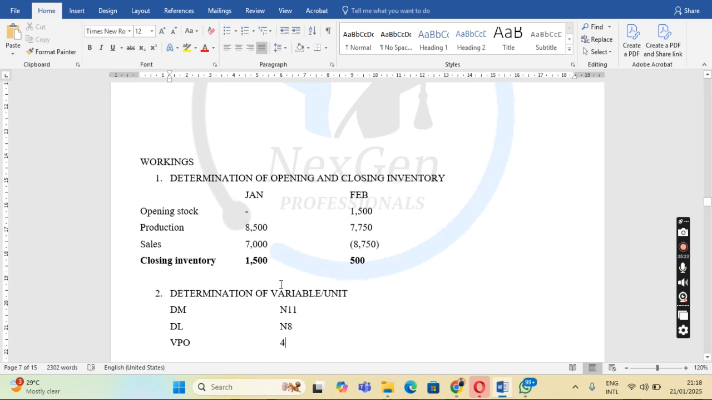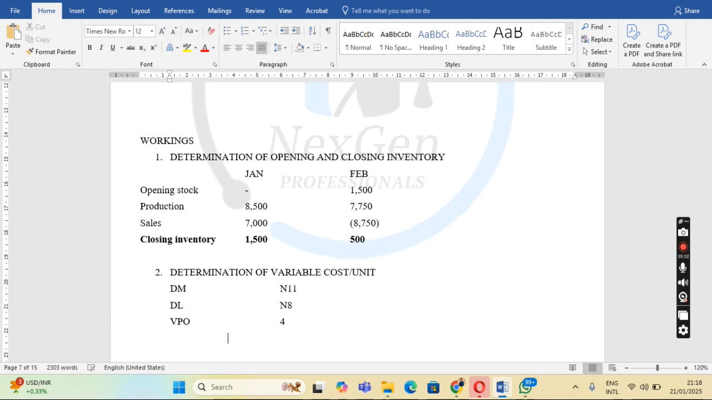Determination of variable cost per unit. Variable cost per what? Per unit. Can you see it? Now, add it together. What do you have? What is the total, class? 23. Okay, 23. That is a very good one from you. Thank you for that. So this is 23. You can see this is your variable cost per unit.